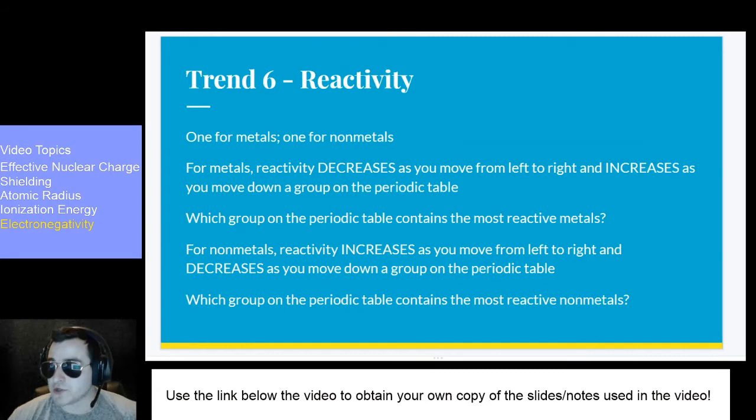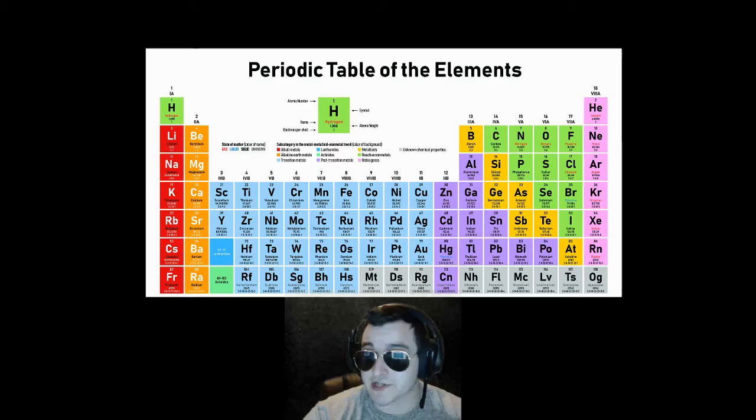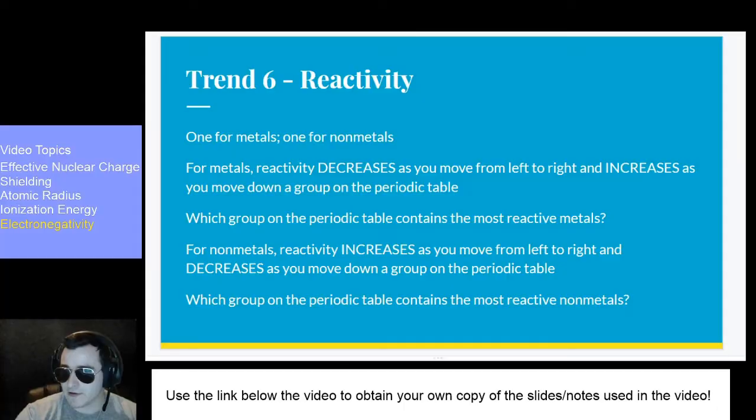And our last overall trend that we're going to look at is reactivity, how reactive an element is. There's sort of two trends here, one for metals, one for nonmetals. Well, the most reactive metal will be the most metalliest metal, which, as we just discussed, is francium. So for metals, as I go down, my reactivity is going to decrease. And as I go right, the stronger my effective nuclear charge is. Therefore, the less reactive I become.